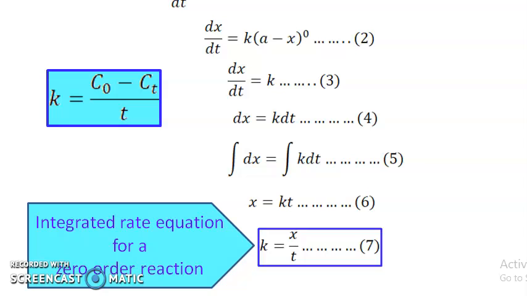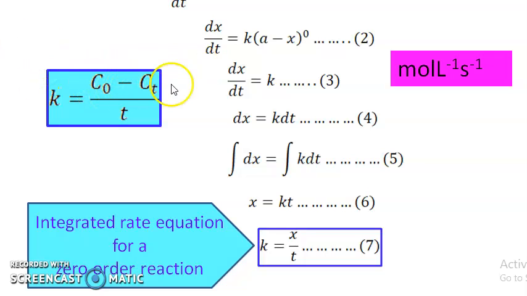Okay, and so you will get x, which is nothing but C0 minus Ct. Now from this you can arrive at the unit of the rate constant, which is moles per liter per second. Moles per liter is the unit of the concentration, and the second is the unit of time. So moles per liter per second is the unit for the rate constant of a zero order reaction. This you have to remember.